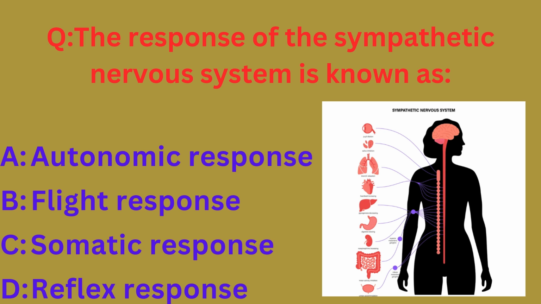The response of the sympathetic nervous system is known as A. Autonomic response. B. Flight response. C. Somatic response. D. Reflex response. So, the correct answer is flight response.